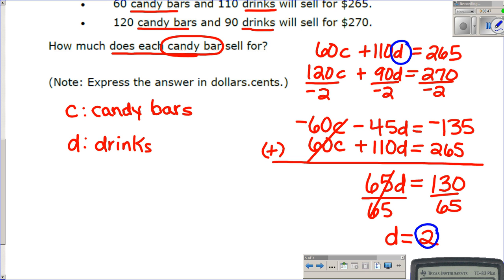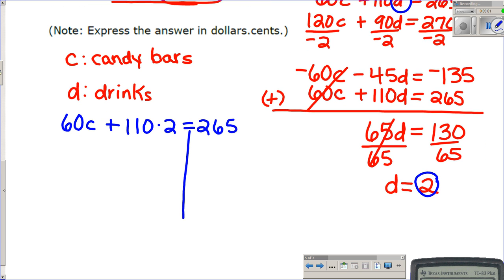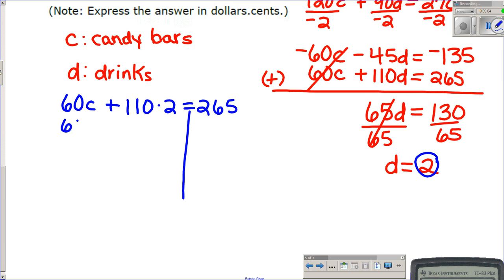So this is going to be 60c plus 110 times 2 equals $265. Now we're going to simplify. So this is 60c. 110 times 2 is 100, actually 200, sorry about that. 220 equals 265.